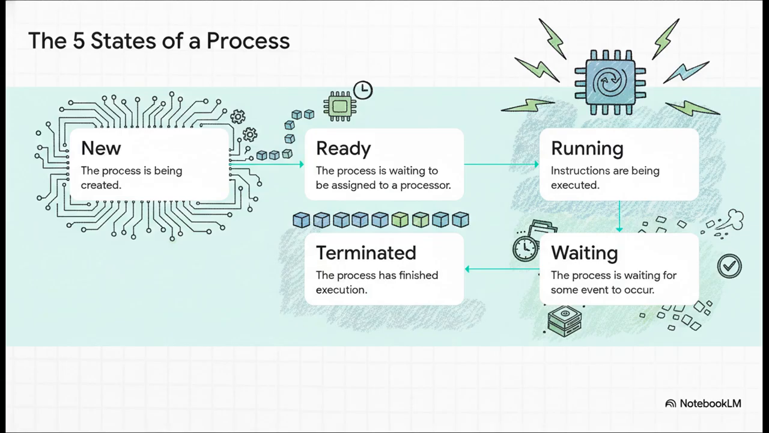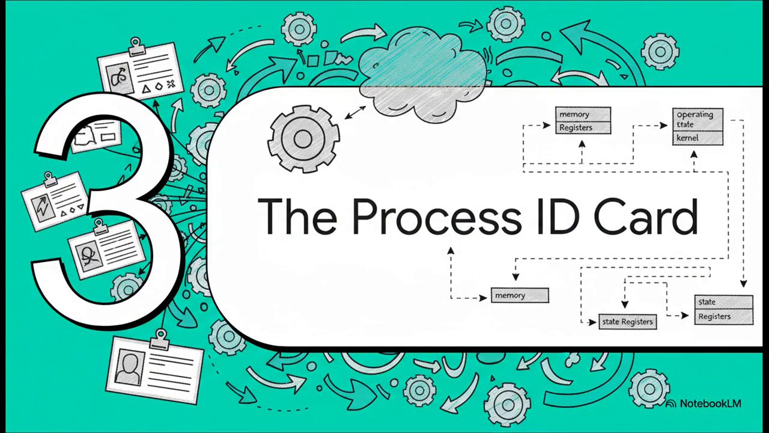But hey, what if it needs to read a file? Then it goes into a waiting state until the file is ready. And once it's all done, it's terminated. And this whole cycle, it's happening for thousands of processes, thousands of times a second. It's nuts. Okay, so you've got maybe thousands of these processes all flipping between states like crazy.